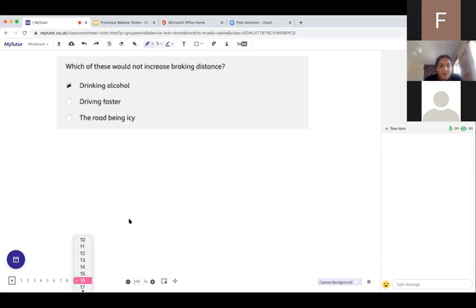So anything to do with things that affect your brain and the speed at which your brain thinks and behaves is thinking distance. So drugs, tiredness, alcohol all affect your ability for your brain to process information. But anything that actually affects the car and how quickly the car slows down is to do with the brakes, the tyres, the weather conditions.